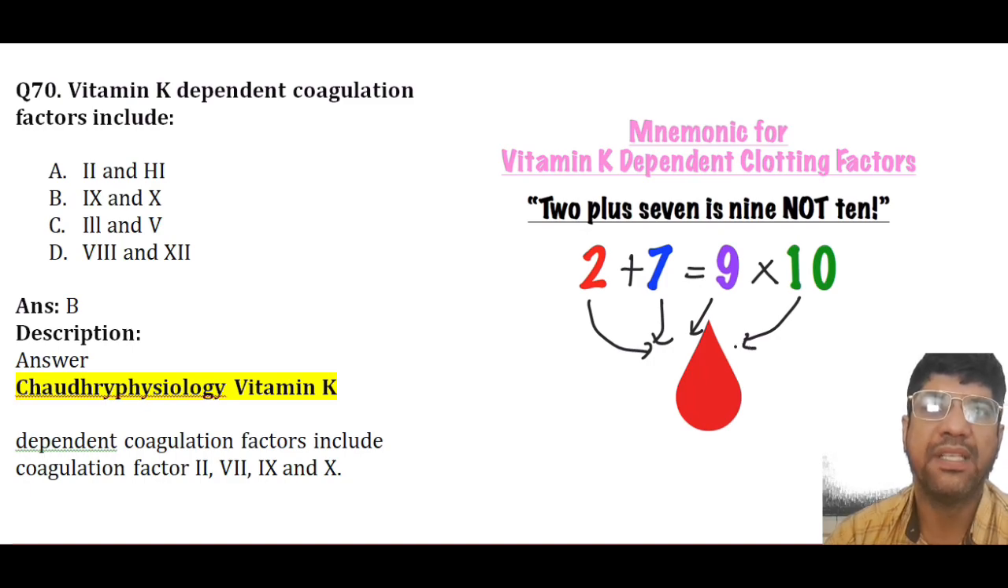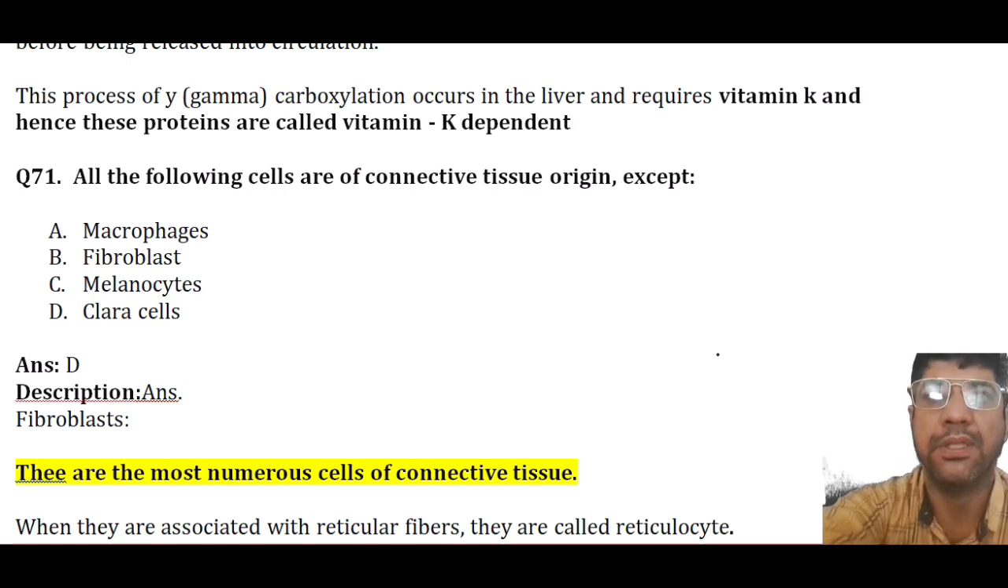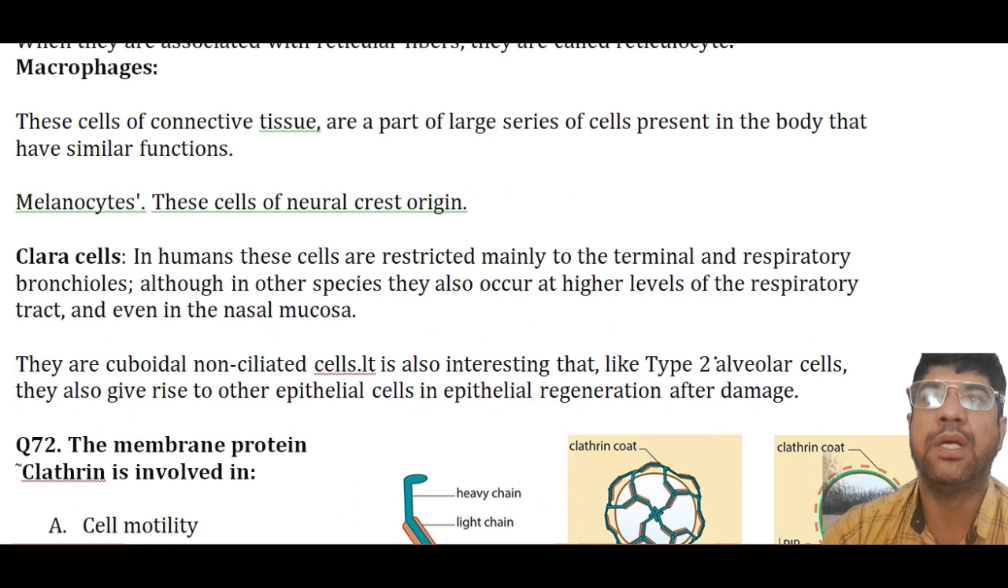All of the following cells are connective tissue region except the Clara cells. So the Clara cells are not of connective tissue region. These Clara cells are restricted mainly to the terminal and respiratory bronchioles. They are cuboidal, non-ciliated cells.